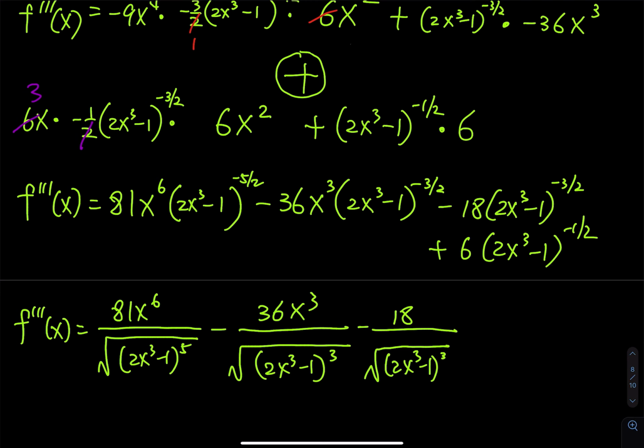Oh, this one you can just put the 18 on top, right next to the minus 18, right next to the 36x to the third, so you don't need to write another fraction. And then 6 divided by the square root of 2x to the third minus 1. All right, if negative exponent is not allowed, then you have to write it like that.